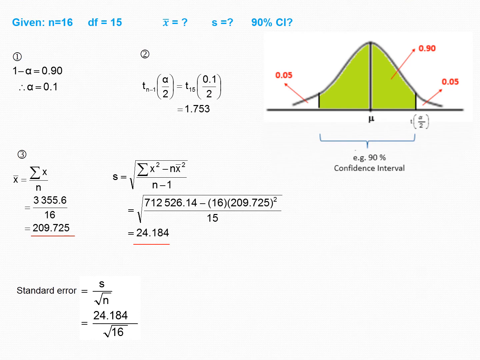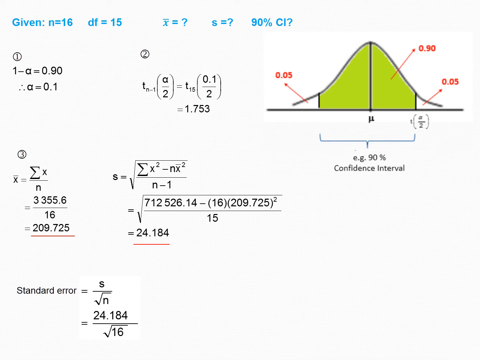If we look at our data then, our sample size was 16, so that means that our degrees of freedom will be 15. Our sample mean and sample standard deviation were not given, so we will need to calculate that, and we want to determine a 90% confidence interval then. So our confidence level, 1 minus alpha, will be 0.9, and we want to look up our t-value at the degrees of freedom of 15 then.